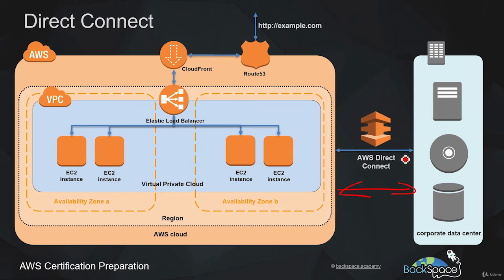And that is where the AWS Direct Connect service comes in. And that can provide a very high-speed fiber optic network between our corporate data center and the AWS cloud. And that is completely private.